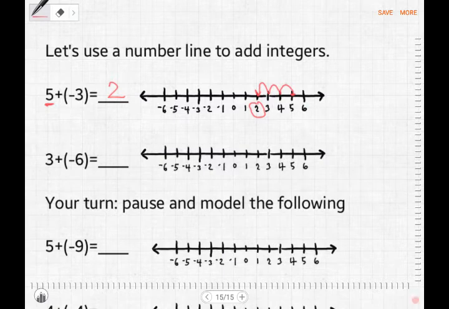3 plus negative 6. Okay, again, this is my starting point. So I'm going to find that point on the number line, right there. 3 plus negative 6. So I'm going to add a negative. I'm going to count that number of spaces to the left. 1, 2, 3, 4, 5, 6. So my answer here is negative 3.